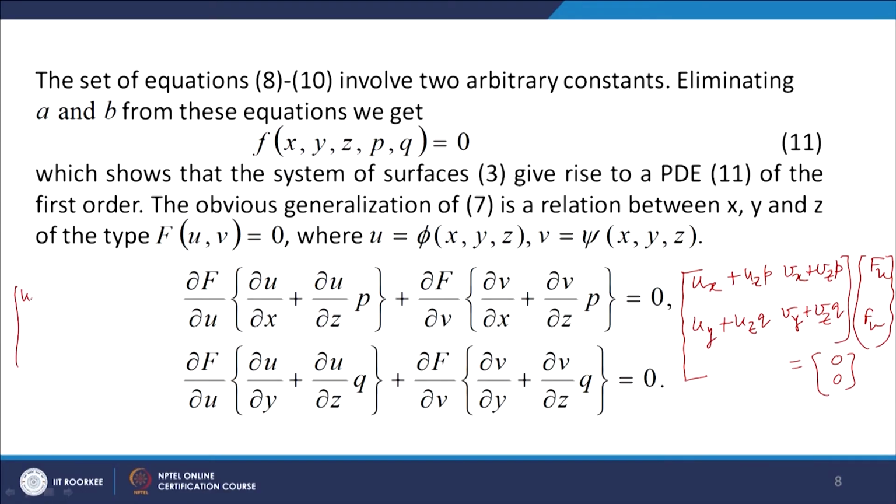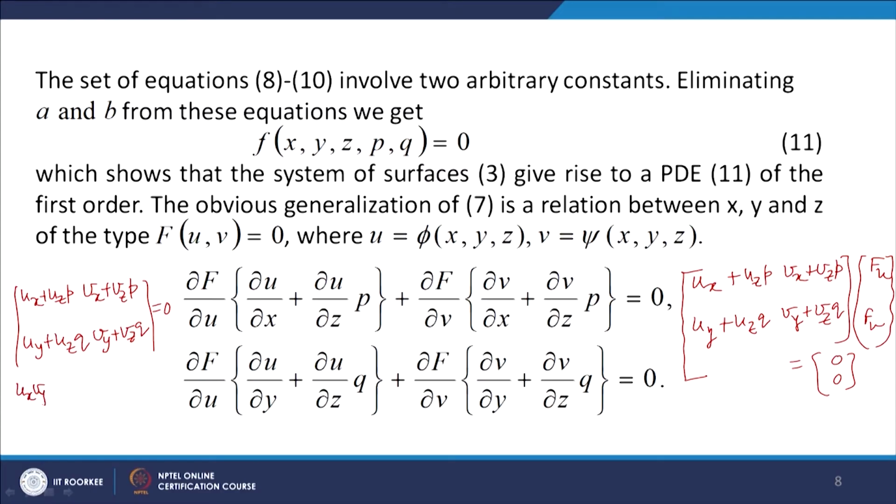That will give you u_x plus u_z p, u_y plus u_z q, then v_x plus v_z p, v_y plus v_z q equal to 0. So, for a non-trivial solution of this matrix equation, we must have the determinant of the coefficient matrix equal to 0. Then when you evaluate the determinant, what do you get?